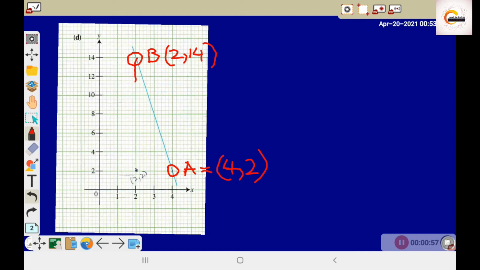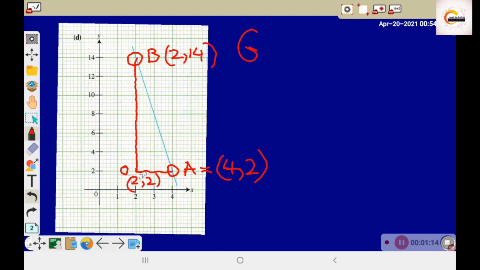Now let's make a right angle triangle. Now drop a line from B at this point, and this is going to be O, and its coordinates are going to be (2, 2).